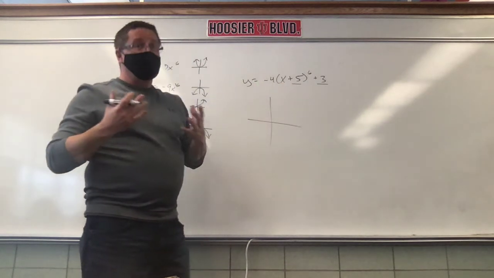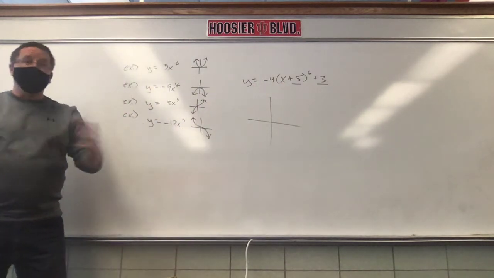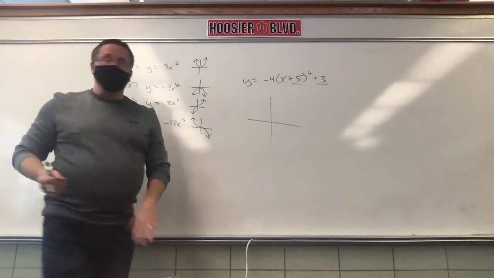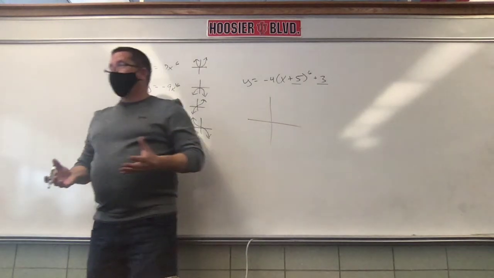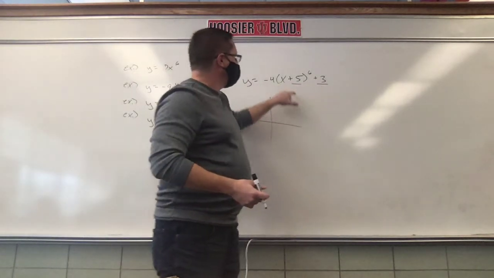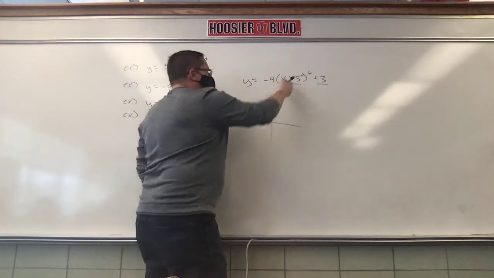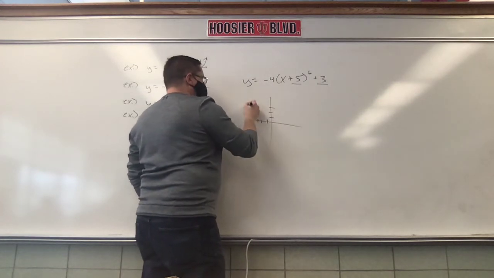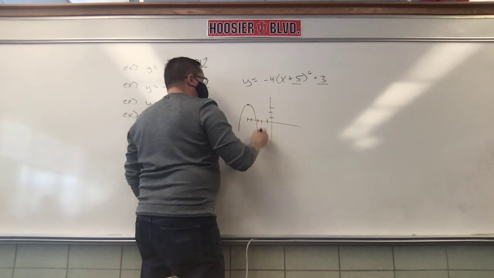Remember, with the x, in case you forgot, it moves it left and right, opposite of what you think. Off by itself, it moves it up and down, what you think. So the two words I'm looking for were: opposite, same. So it moves it 5 left and 3 up. And it generally looks like a parabola opening down.